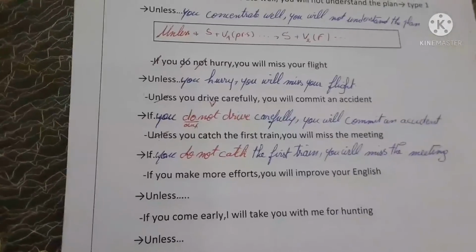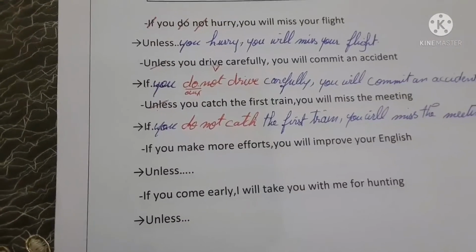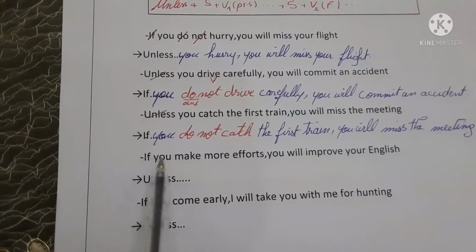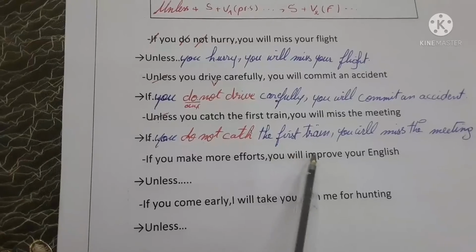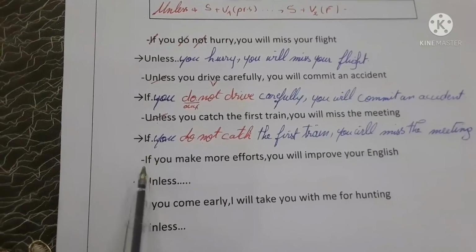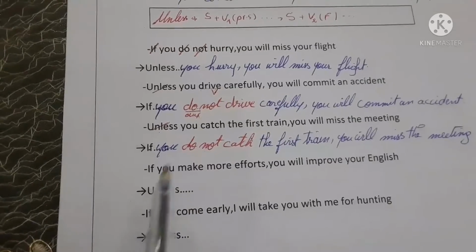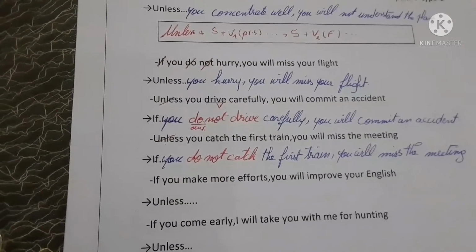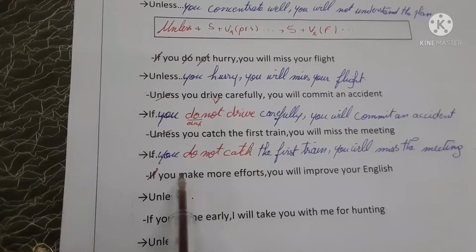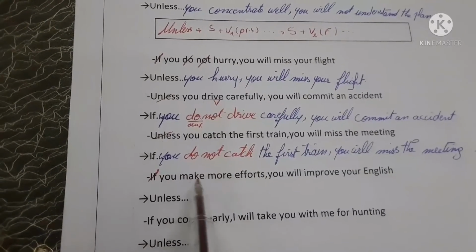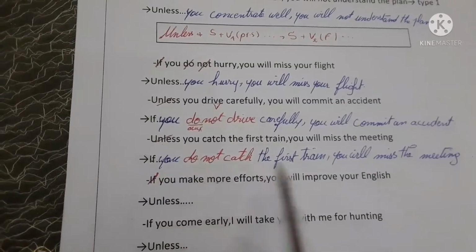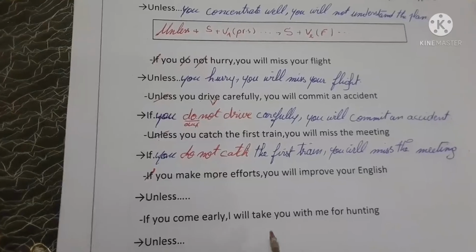Let's see another example. If you make efforts, you will improve your English. Unless, we start our sentence with unless, we omit if. There is not a negative in the sentence. We didn't have a negative in this sentence. So after that when we write unless, we put the negative in the second part of the sentence.